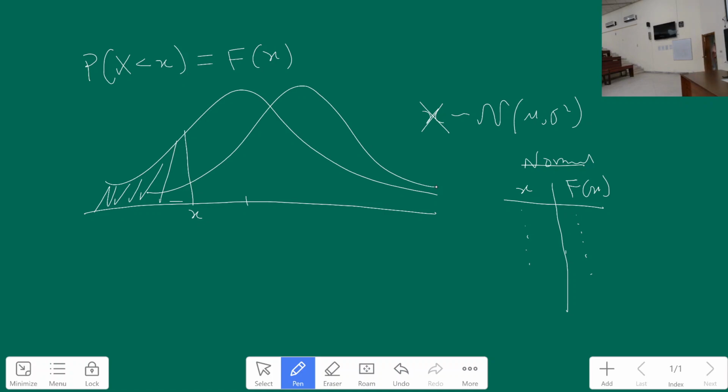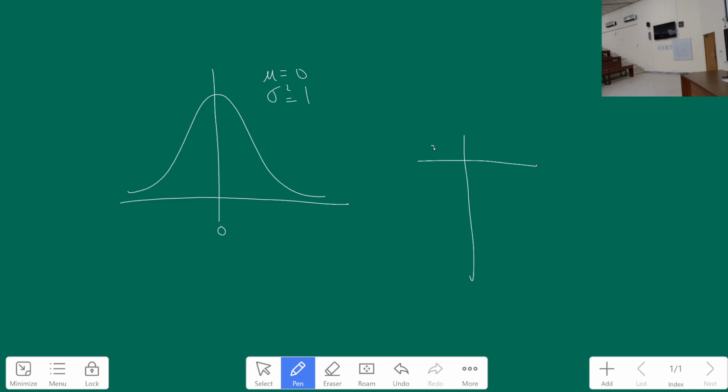So what did they do? They standardized. They said, okay, let's do this. Let's talk about the standard normal random variable. Let's say you have a standard normal random variable with mean 0 and variance 1. They said, okay, let's write all the table for this guy only.